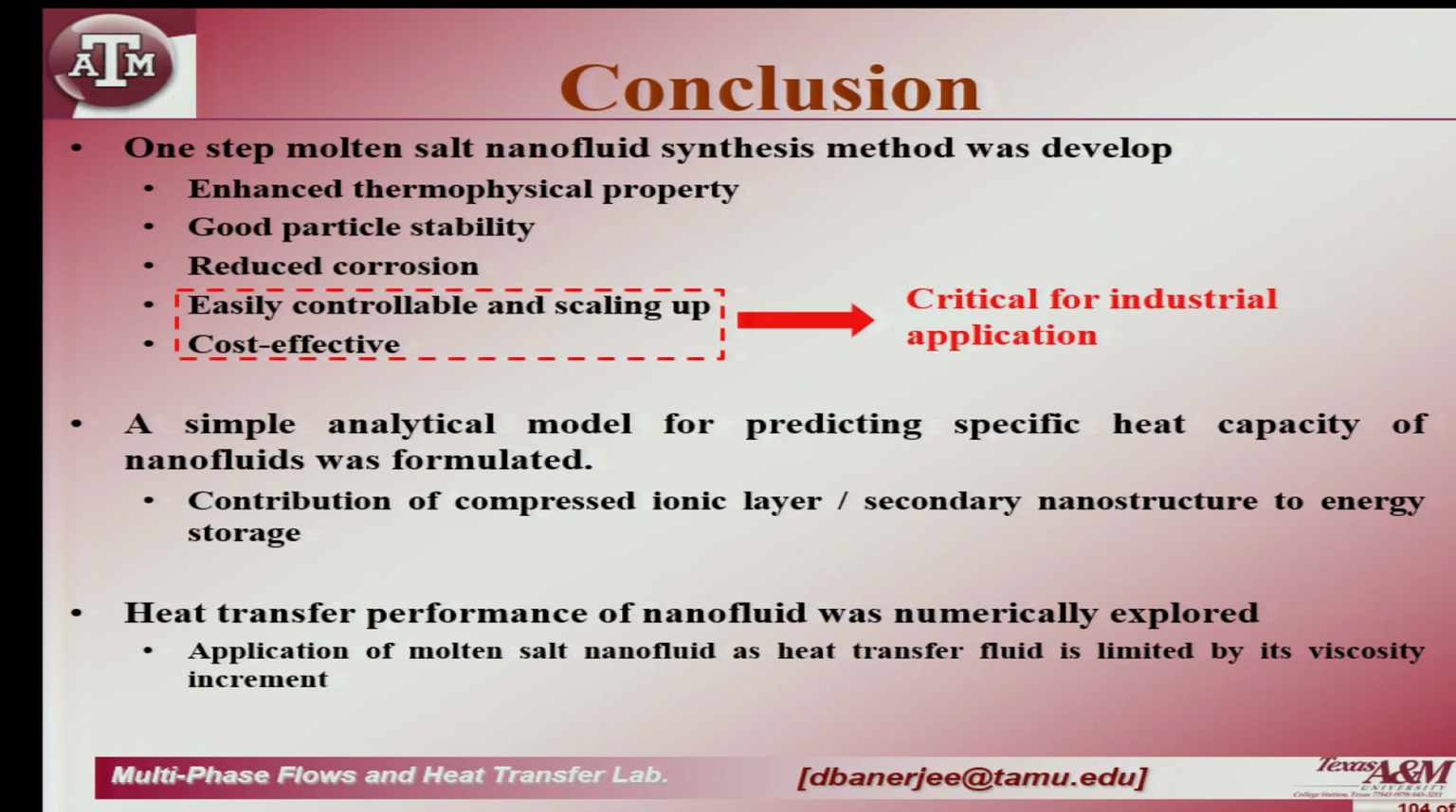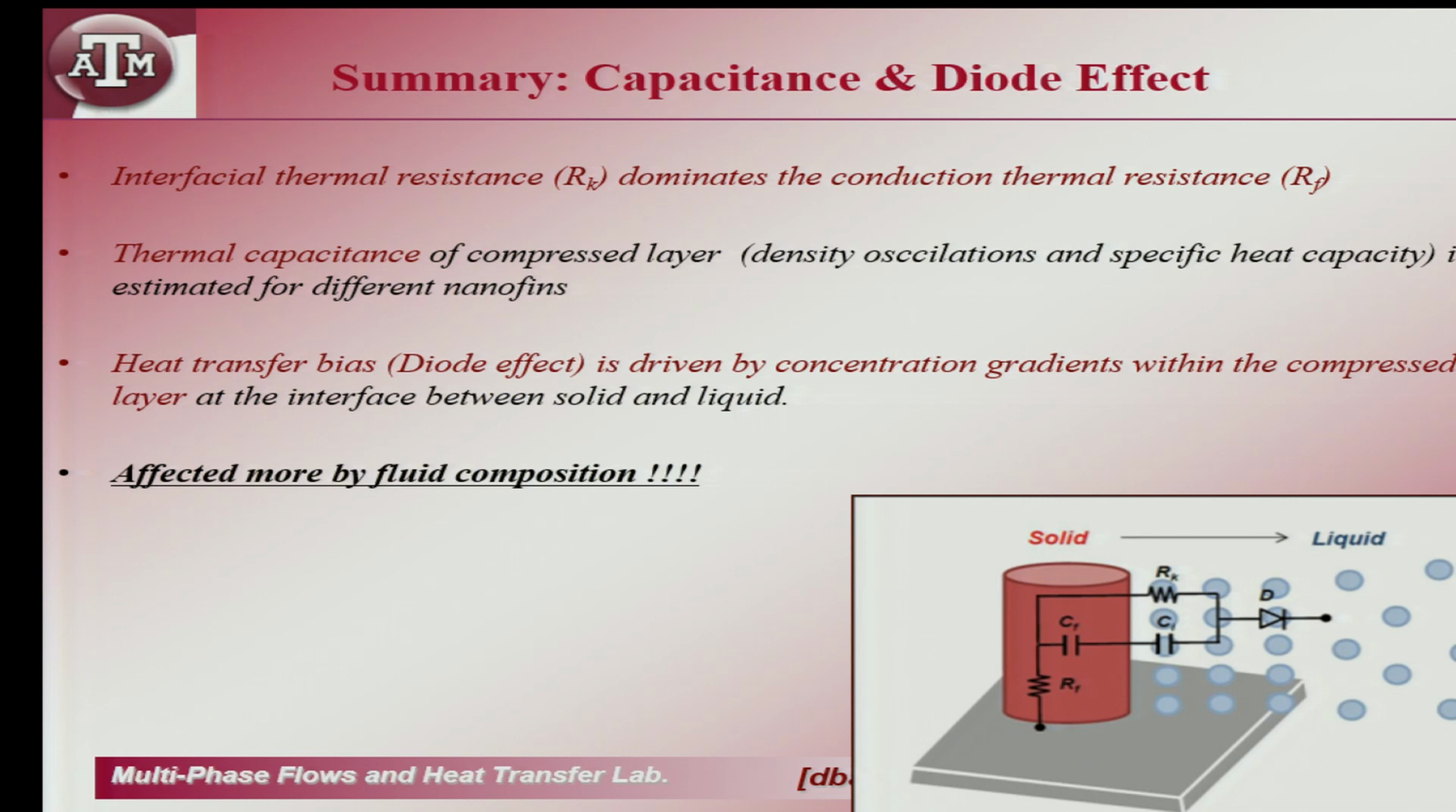I didn't get time to discuss that. And so in summary, the interfacial resistance or Kapitza resistance dominates the conduction thermal resistance of the whole critical heat flux. The thermal capacitance of the compressed layer serves as your heat storage, and then the heat transfer bias, because of concentration gradients, the diode effect also modulates your heat transfer.